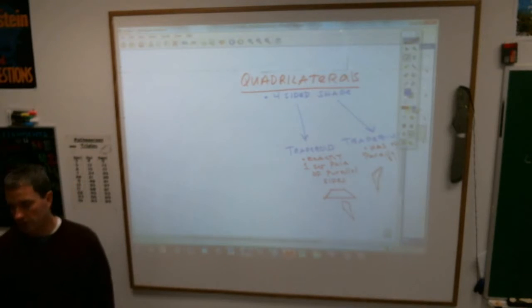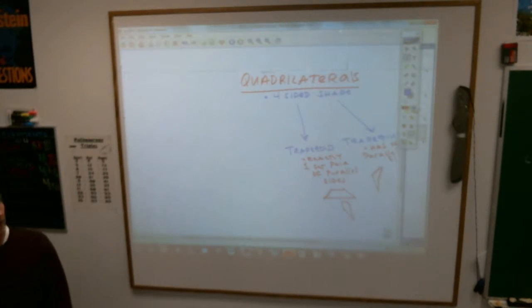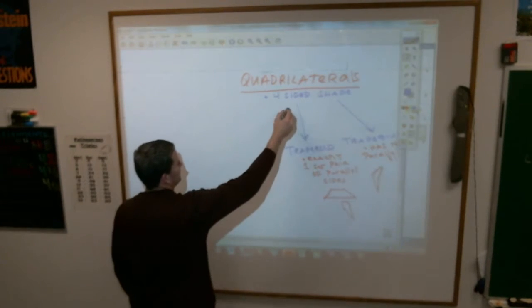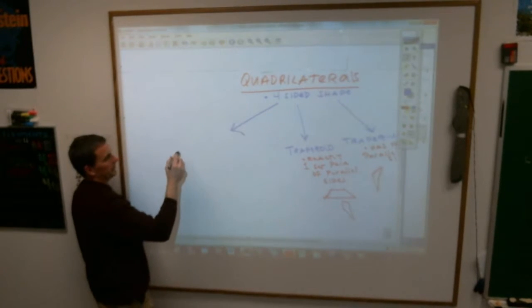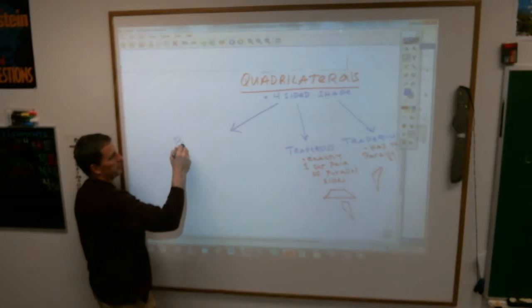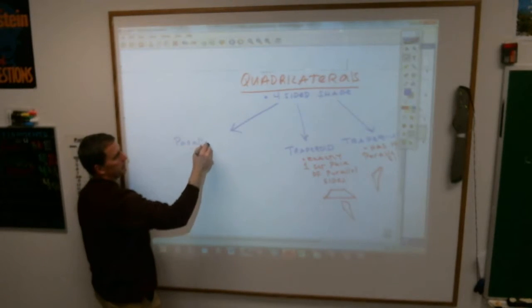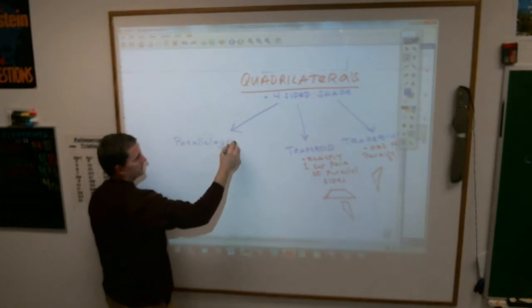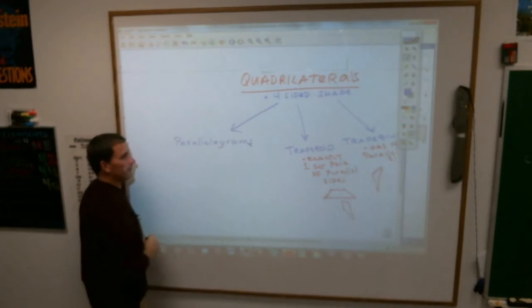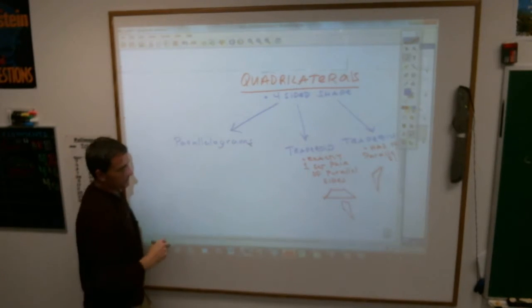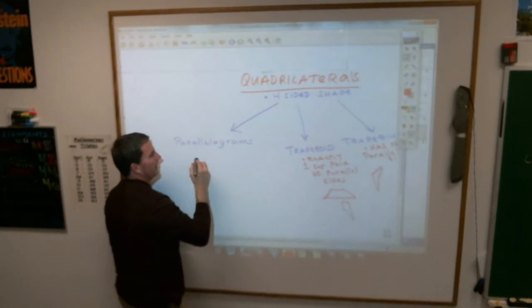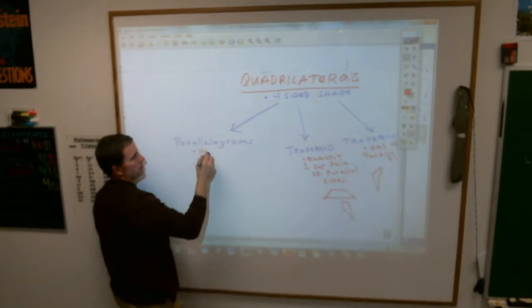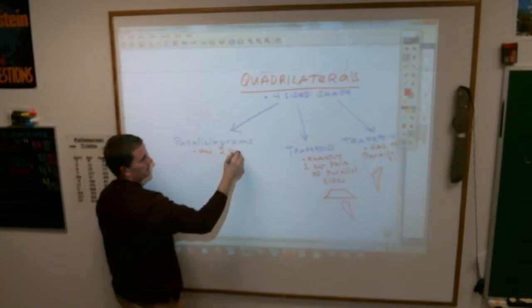Here comes a whole list of ones that you are familiar with, and they fall under what we call parallelograms. Parallelograms. And the definition of a parallelogram, unlike a trapezoid, is that a parallelogram has two pairs of parallel lines.